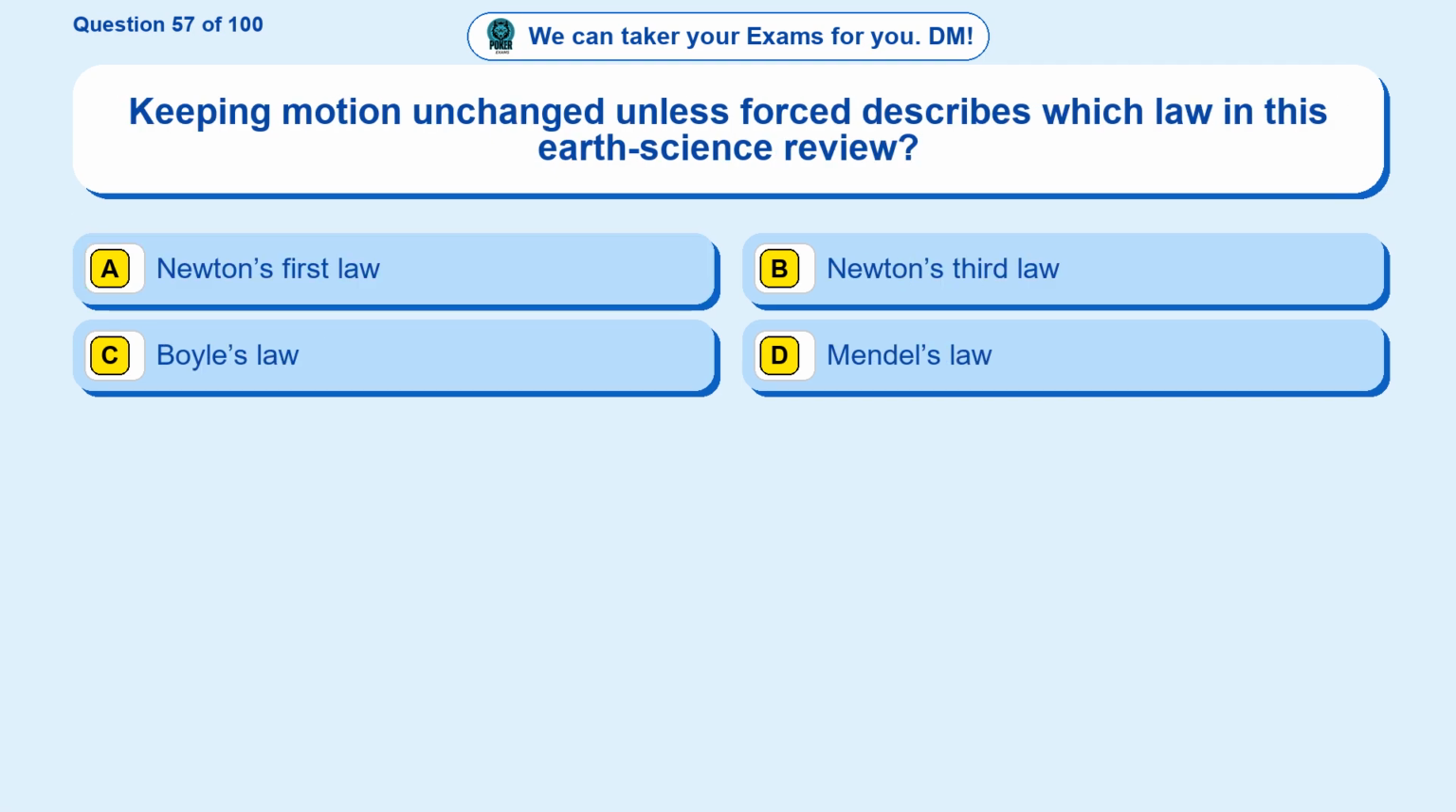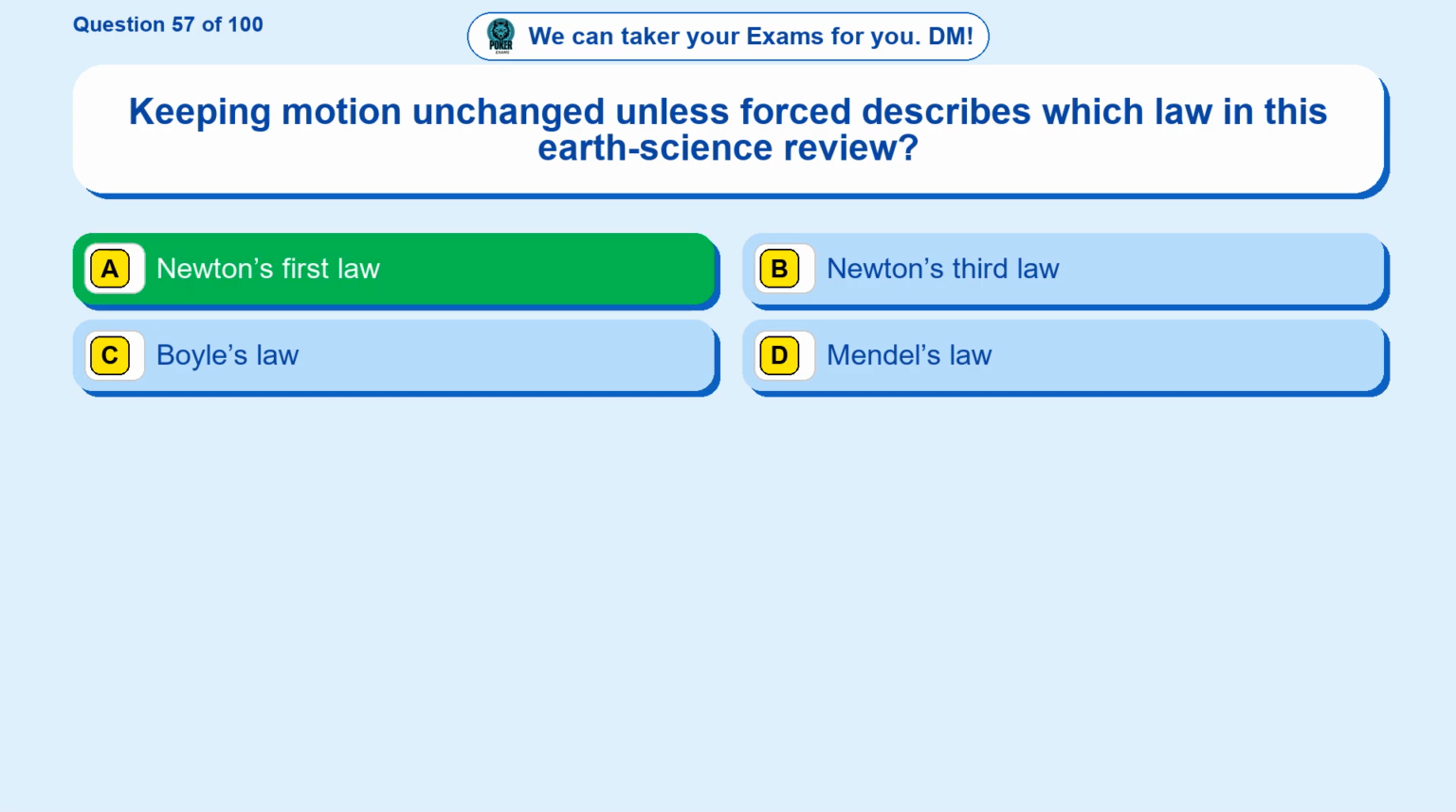Question 57. Keeping motion unchanged unless force describes which law in this earth science review? Option A, Newton's first law. Option B, Newton's third law. Option C, Boyle's law. Option D, Mendel's law. The correct answer is option A, Newton's first law.